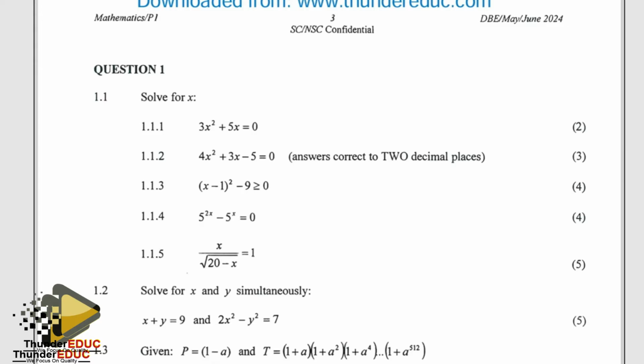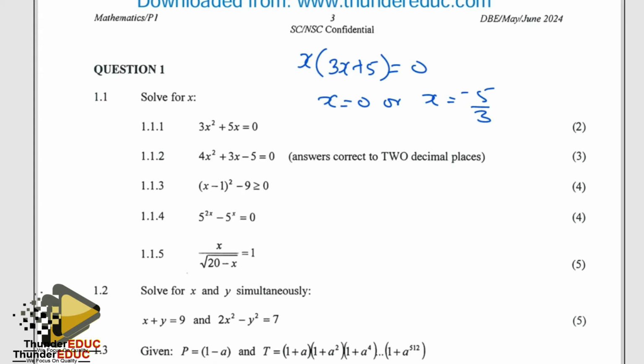Okay, so the first question was telling us to solve for x. So looking at 1.1.1, it's just two terms that we are dealing with. So in this case, we just have to take out what is common. Okay, remember it's a quadratic. So if I take out the x, I'll be left with 3x plus 5 is equal to 0. And then I'll use my zero product, which means x is 0, or my x is going to be negative 5 over 3. So those are the two marks or the two answers for that first part.